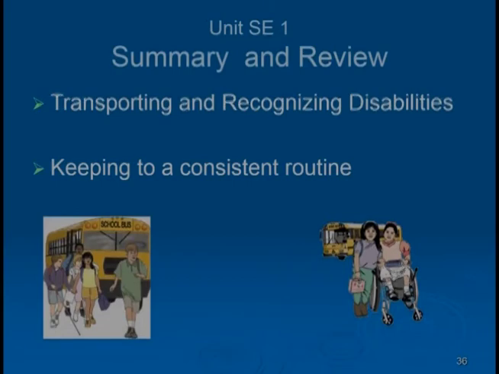Keeping to a consistent routine as much as possible is a key to successfully transporting these students. Recognizing each child's unique characteristics and needs will help the driver in preventing upsets and disruptions. A visual schedule can help keep the student reassured and calm. A behavior management plan may be a part of the IEP.